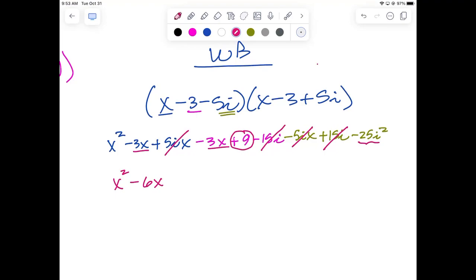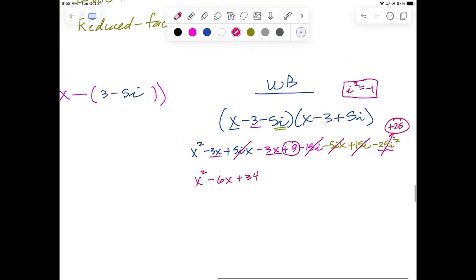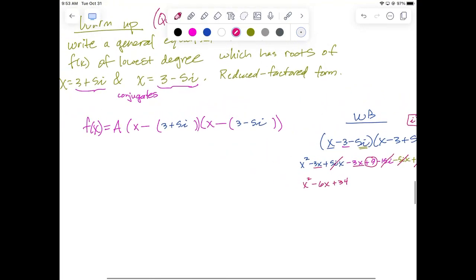What's another name for i squared? Negative 1. That's right. So a negative 25 times a negative 1 really makes that a what? A positive 25. That's right. So anytime you see negative 25i squared, you can just call it positive 25. So really my numbers then are 9 plus 25. What's 9 plus 25? 34. And there is the answer in expanded reduced factored form.